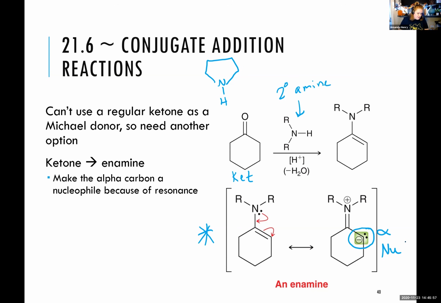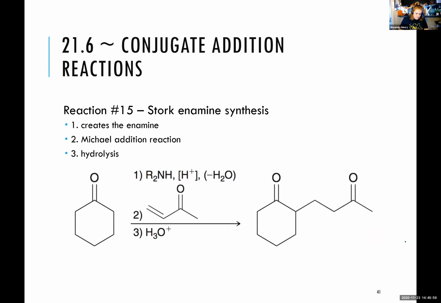So here's how we're going to use this. This is called the Stork reaction, by the way. These last few, Michael, Stork, they're all, of course, named after people. This is 3 steps. First step is to make the enamine, so we have to use a secondary amine and some acid. This is an acid catalyst. That's why it's in brackets. It's telling us that it's a small quantity.